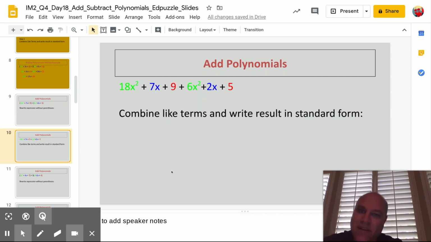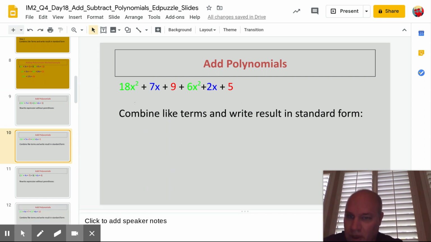All right, so in this example, it was pretty simple. We just removed the parentheses. There's nothing for us to do. Everything was addition. So we have 18x squared plus 7x plus 9 plus 6x squared plus 2x plus 5. Now, I would like you to combine like terms and write the result in standard form.